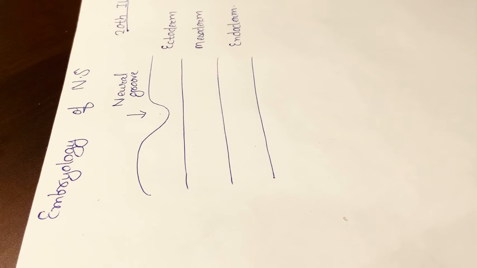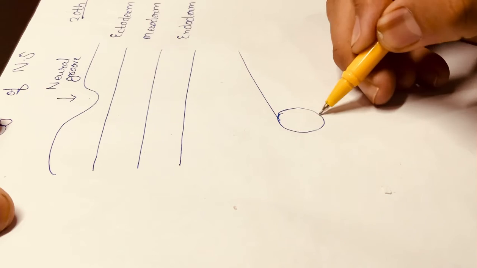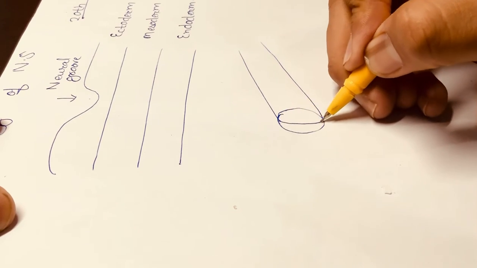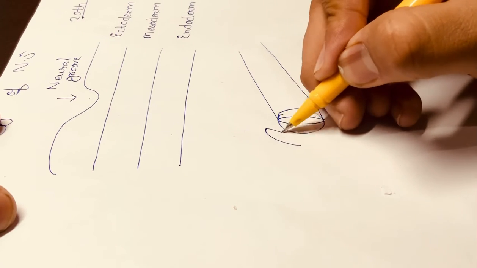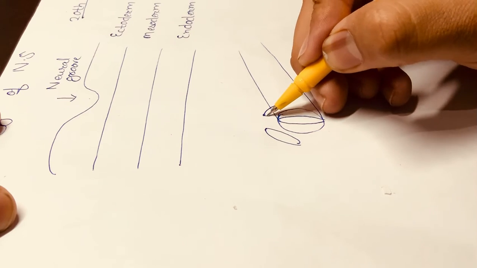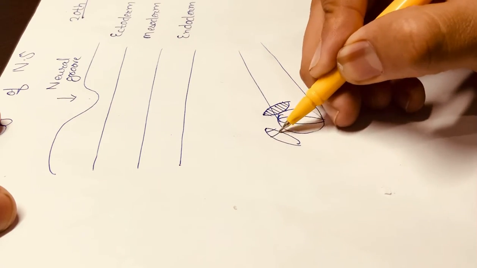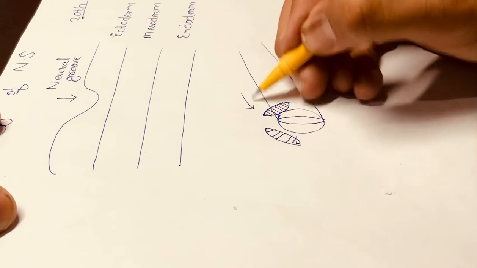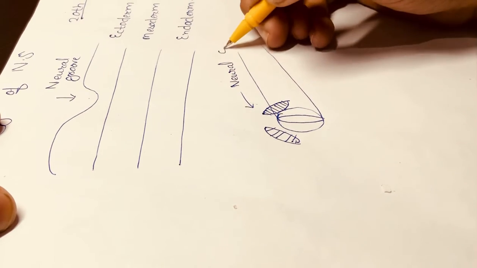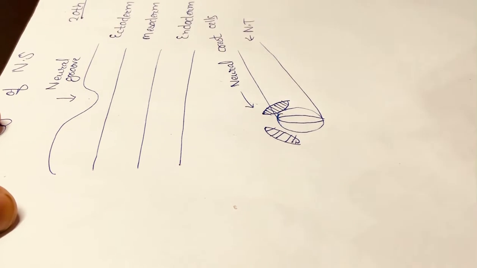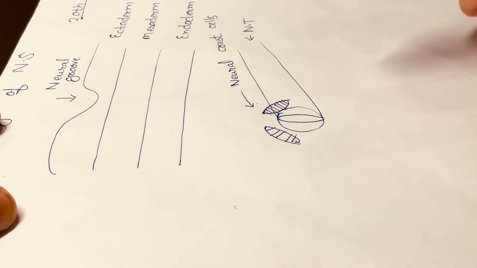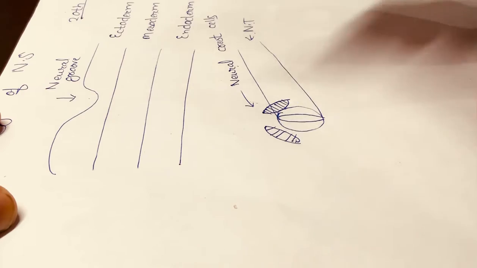Now what happens after this 20th day? This neural groove starts forming a tube. It starts forming a tube-like thing, and in the center of this we can say neural pore, and above this neural pore there are certain cells. These cells are not the part of the neural tube. These are known as neural crest cells. And this is the neural tube. So in the embryonic life we see these neural crest cells and neural tube in the ectoderm.